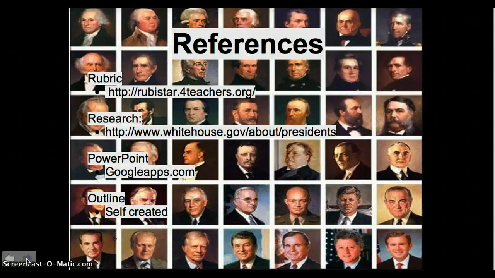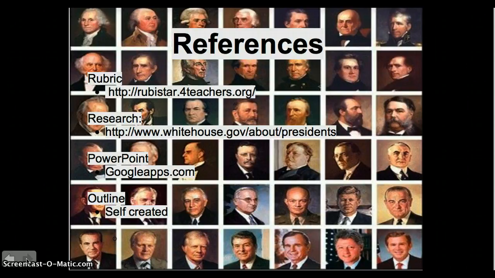Here are my references. There's Rubistar. It allows you to do rubrics, and it has several different spots and skills, and it's a really neat tool, and you can use it for anything. I didn't have the kids look at Wikipedia for the research because it's not really authenticated, so a lot of our information came from the White House for the research.